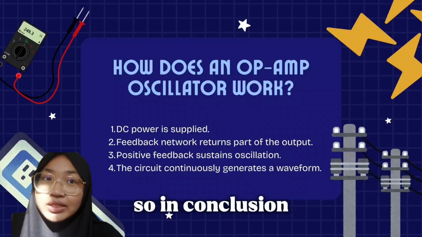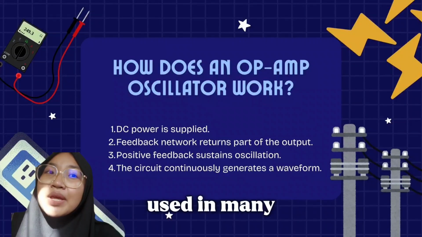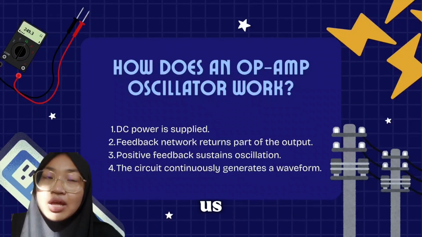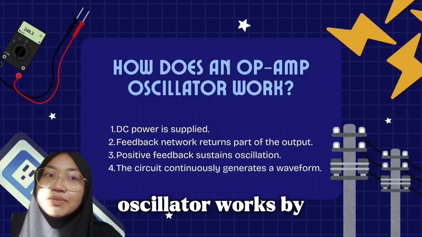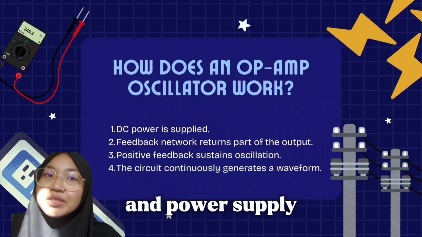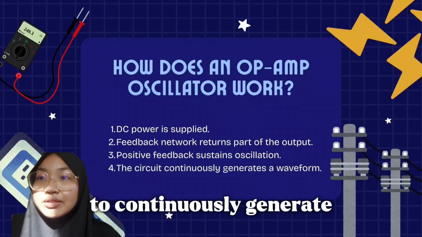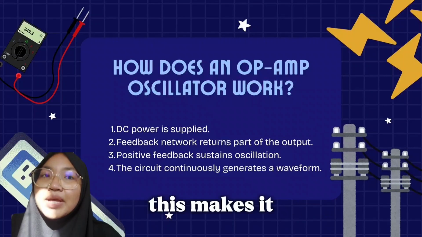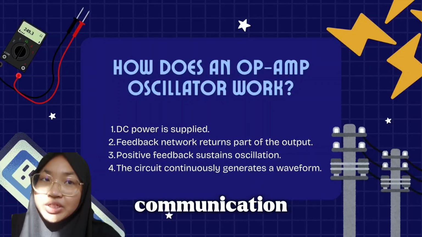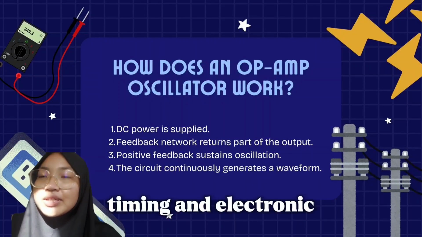So, in conclusion, oscillators are widely used in many electronic devices around us. The op-amp oscillators work by using positive feedback and power supply to continuously generate signals. This makes it very useful in communication, timing, and electronic systems.